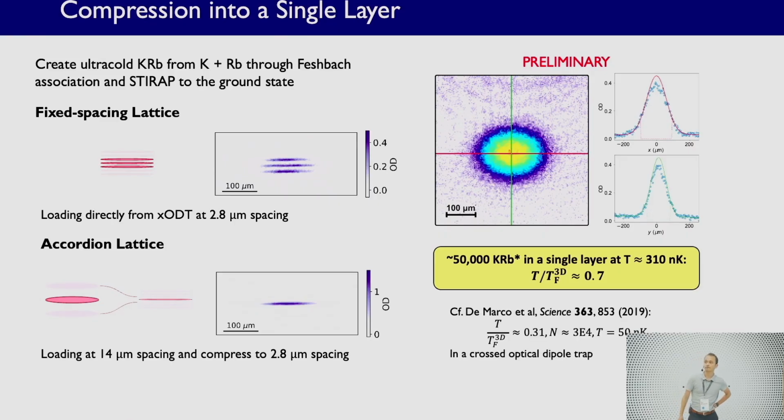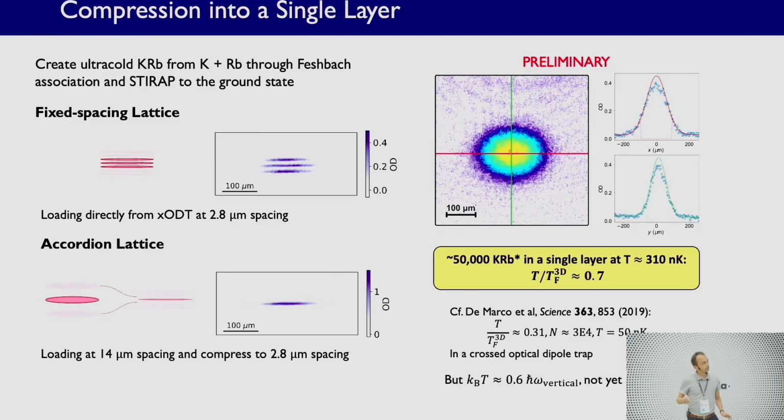It's not the best condition that we could generate in 3D, because in 3D, if we directly make the molecules in the crossed optical dipole trap, we would be able to get results like this. But of course, this is without the compression that we did.